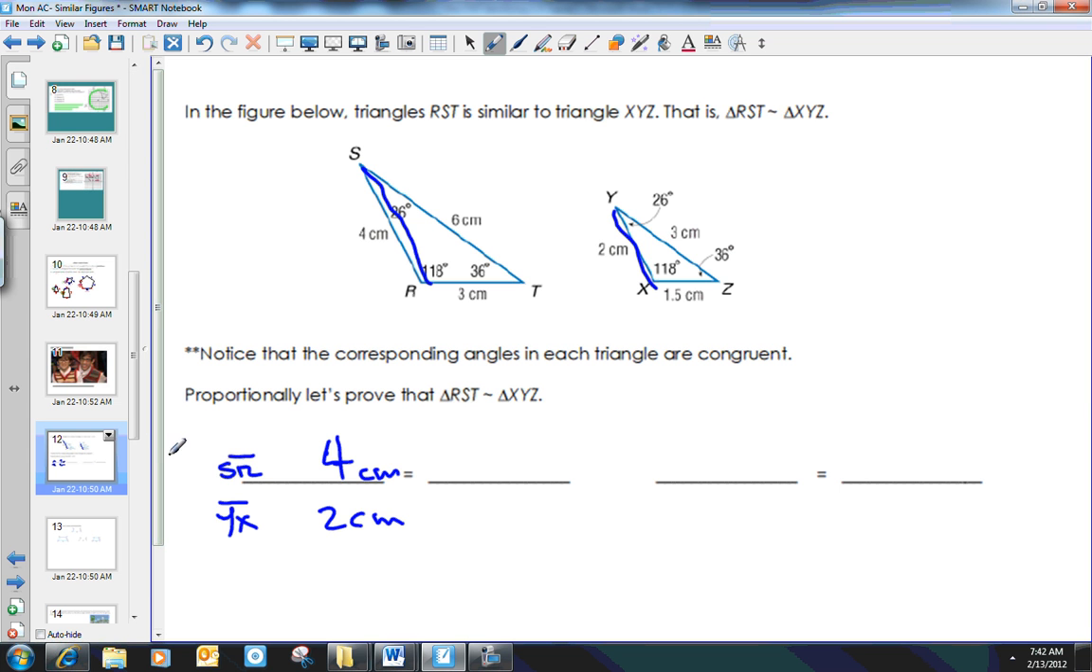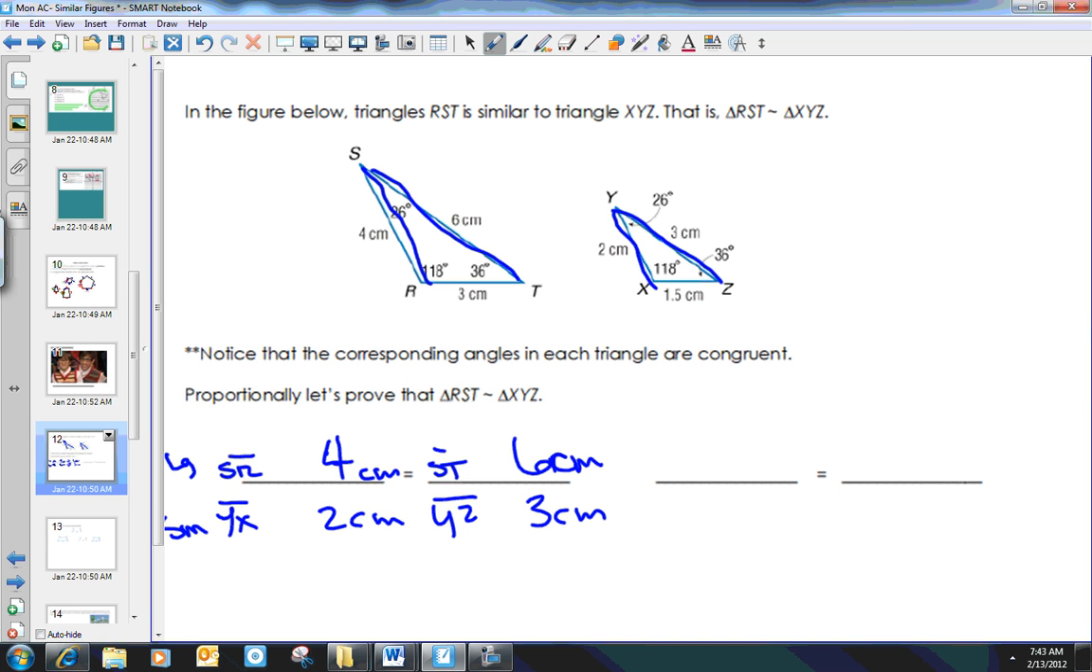So when we write our proportion here, our labels are going to be large and small. The large triangle measurements will go on top. The small triangle measurements will go on the bottom. So for the large triangle, side SR matches with side YX. So those two go here in our first fraction for our proportion. Now we're going to pick another set of matching sides. So I have line ST, and ST is worth 6 centimeters. And its corresponding side is YZ. And YZ is worth 3 centimeters.